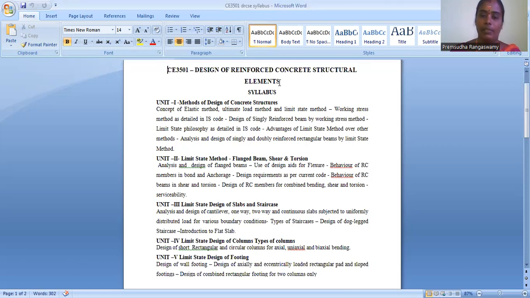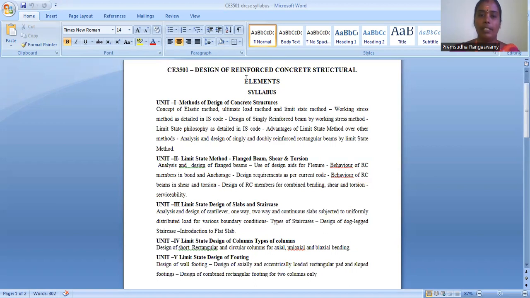What is meant by structure? What are the components in the building? First you should know the components in the building. If you see the building, you can see the walls, columns, beams, slabs. The slabs may be floor slabs or roof slabs.